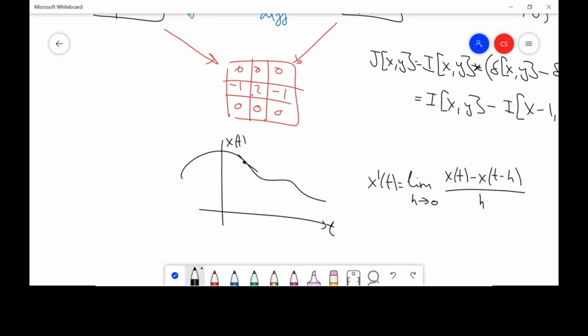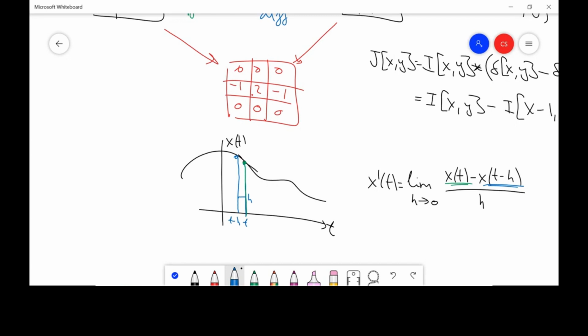Okay, so let's see what it means. This part here is a point that is separating, this is t minus h. We are taking this sample, we are taking that sample. So let's use different colors. So this one is this one. And then you are dividing by this separation, this h. So this is the derivative from the left.